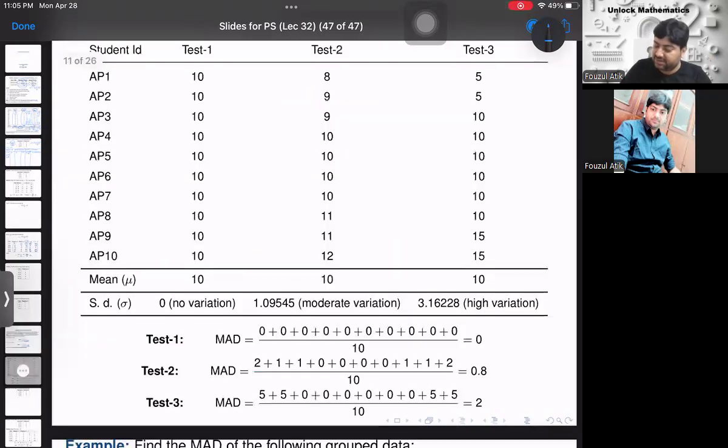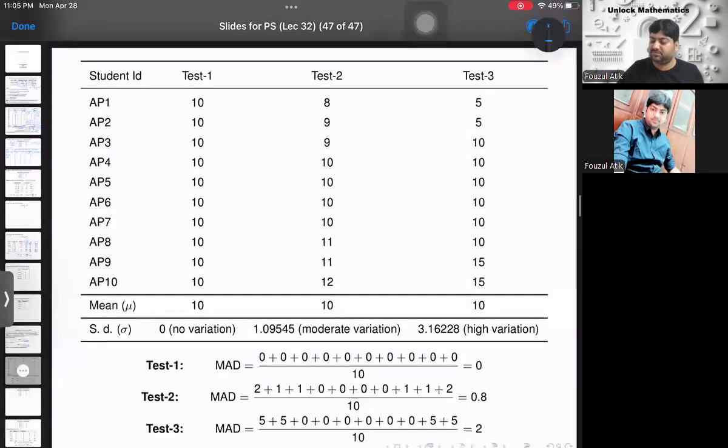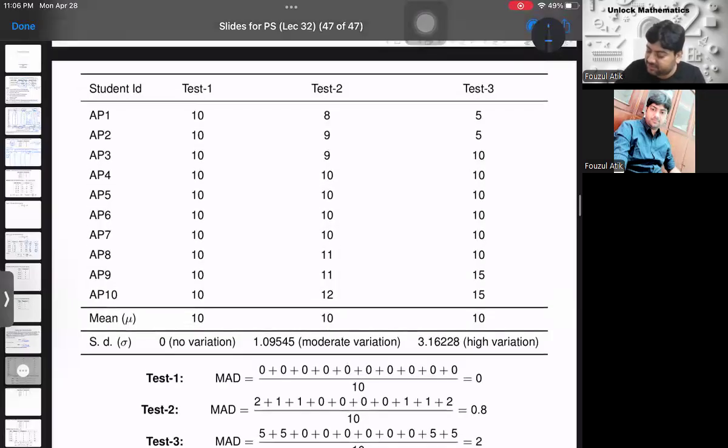Now if you do one example, you can easily get the value. So how to get the MAD value for this ungrouped data, the same example. For the ungrouped data, the MAD formula was the summation of mod of xi minus mu. Now mu, in this case, is equal to 10. So 10 minus 10 is 0, 0, 0, all these cases are 0. So the MAD for this test 1 is 0.